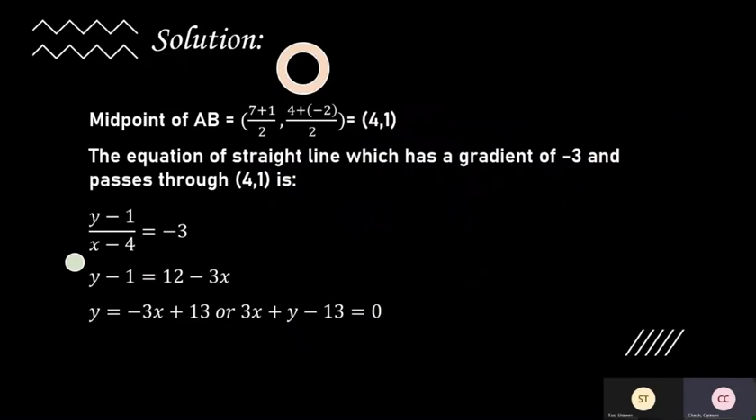First, we find the midpoint of A and B, which is 4, 1, by using the midpoint formula. Next, we find the equation of a straight line which has the gradient of -3 and passes through 4, 1. We substitute the values of coordinate 4, 1 and the gradient -3 into the gradient formula. In the end, we can express the equation in gradient form, which is y equals -3x plus 13, or in its general form, which is 3x plus y minus 13 equals 0.